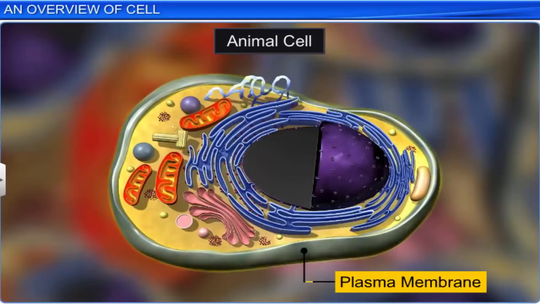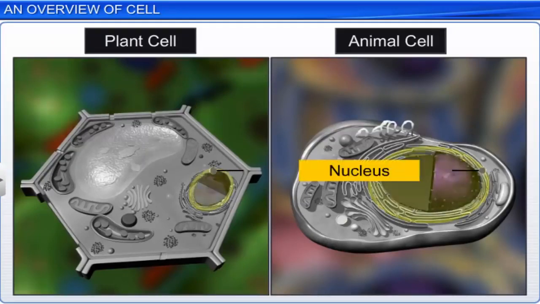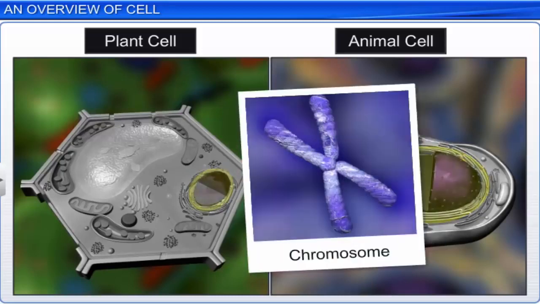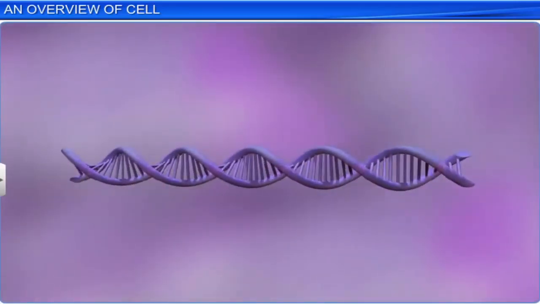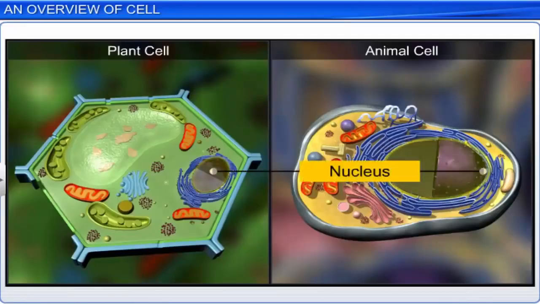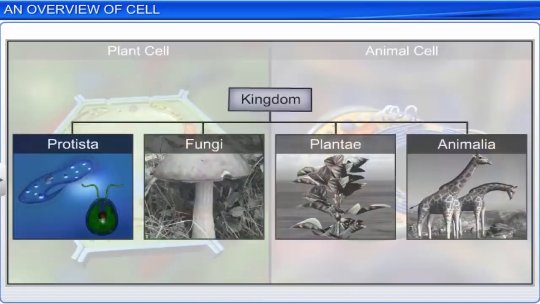Both animal and plant cells have a dense and spherical structure called the nucleus, which contains thread-like structures called chromosomes. Each chromosome is made of deoxyribonucleic acid or DNA, which stores the genetic information of the organism. If the nucleus is membrane-bound, then the cell is called a eukaryotic cell. They are found in members of kingdom Protista, kingdom Fungi, kingdom Plantae, and kingdom Animalia.